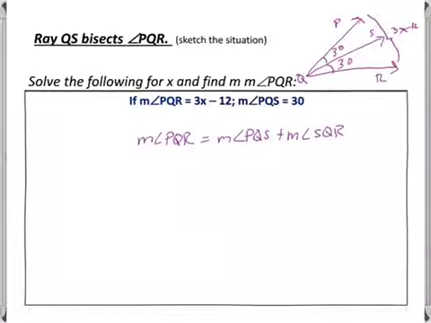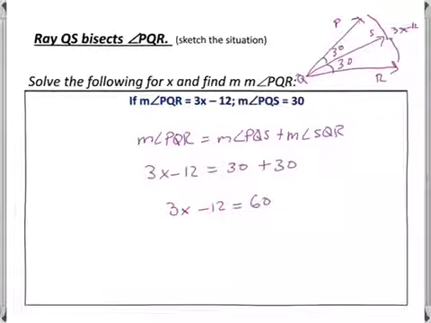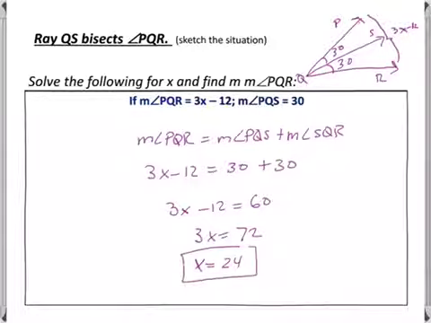If we set up and plug in what we know, we've got 3x minus 12 equals 30 plus 30, because they're congruent angles. So now we've got 3x minus 12 equals 60, and we're just going to solve this. I'm going to add 12 over. I've got 3x equals 72. Then I divide by 3, and I get x to equal 24. To find out what PQR equals, I can either plug the x back in to make sure it works out, or I can just recognize that I already know that it should add up to be 60. So PQR is just 60.